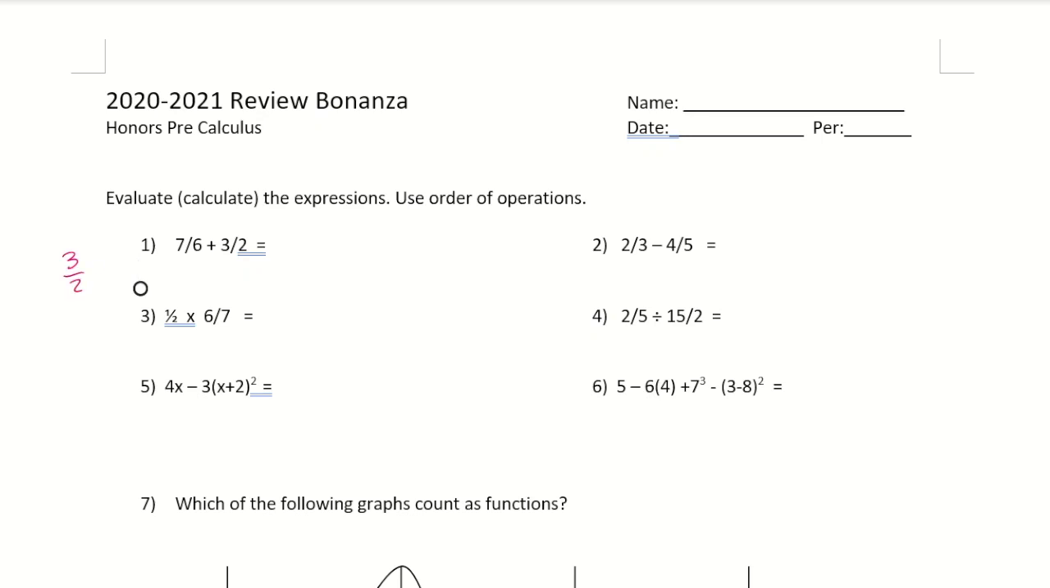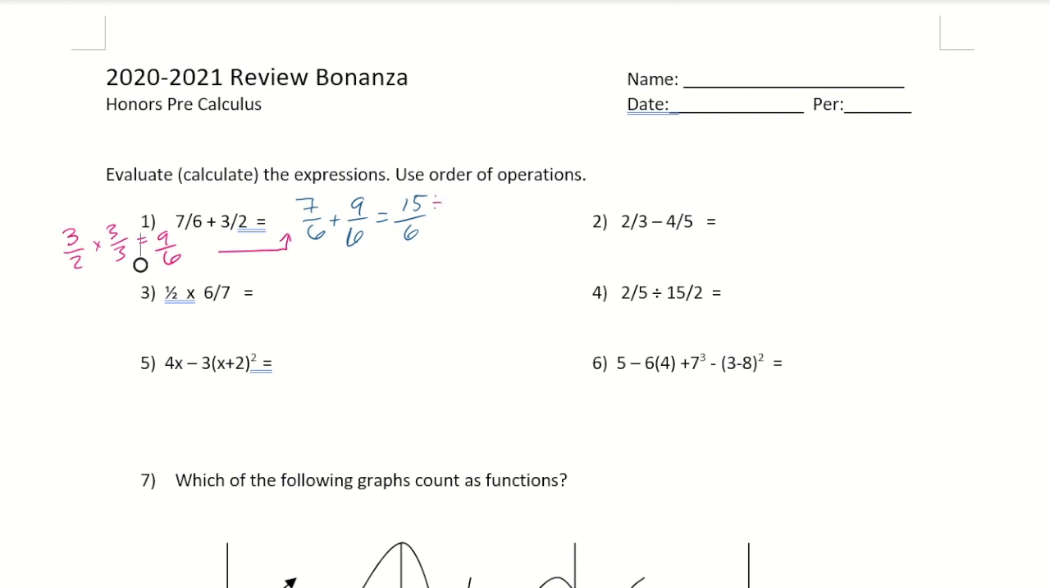To add fractions, we have to make sure they have a common denominator, so I'm going to change 3/2 to 9/6, and then we can add them. We get 7/6 plus 9/6 is 15/6, but that's not done because we have to simplify it further, and that can simplify down to 5/2.